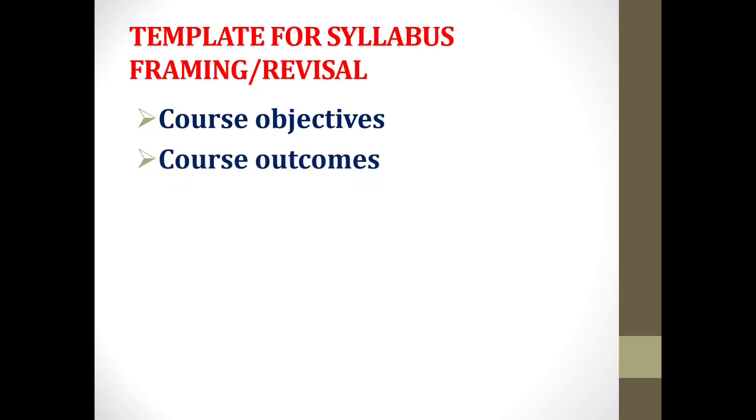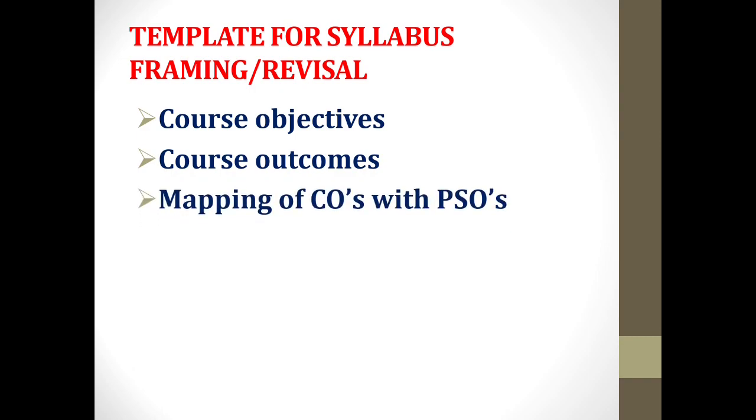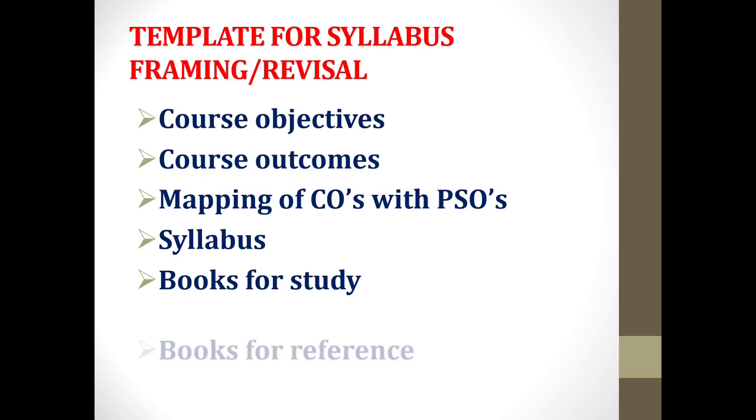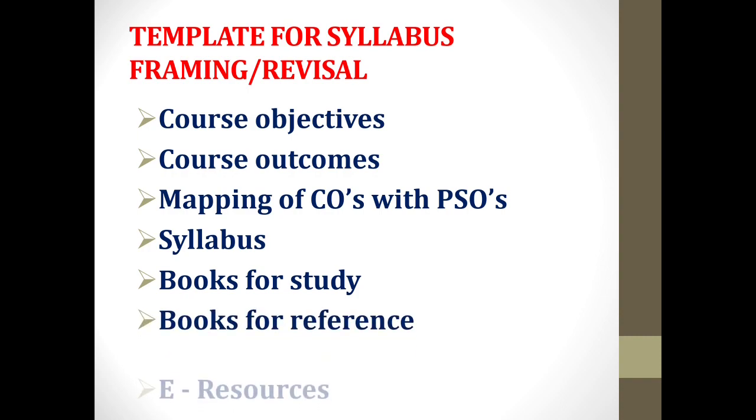Firstly, we need to write a course objective. It has to be followed by course outcomes. Then we have to map the course outcomes with the program specific outcomes. Then the content of the syllabus, then books for study and books for reference, and we have to quote some e-resources. These are the essential components of a syllabus.